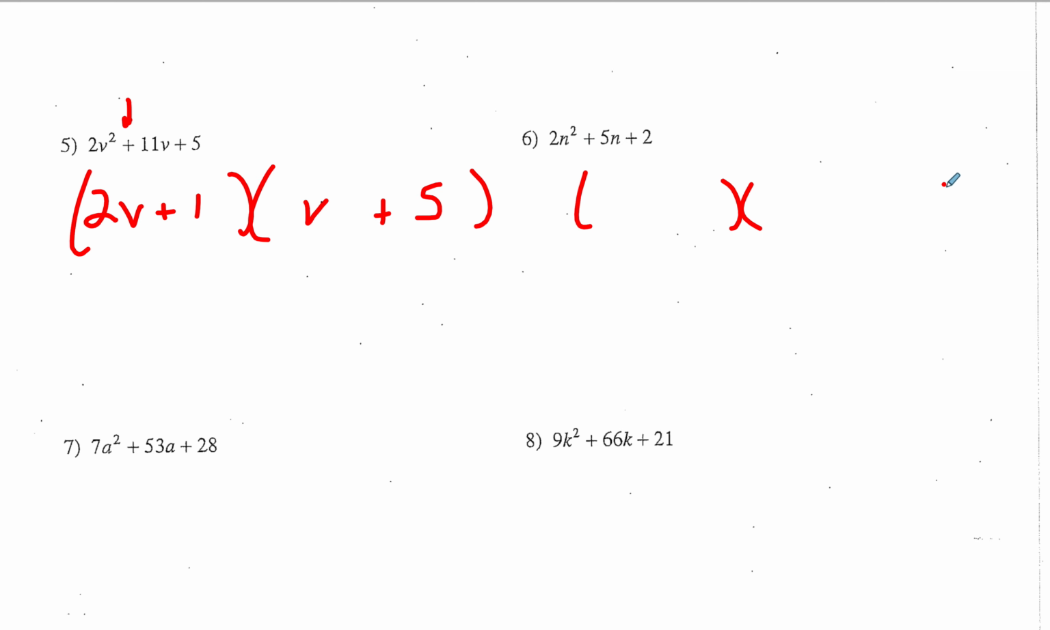Here again, similar thing. The only way to get 2n squared is 2n and n. And then I'll set my 2 here and my 1 here. So I get 4n plus n plus 2.